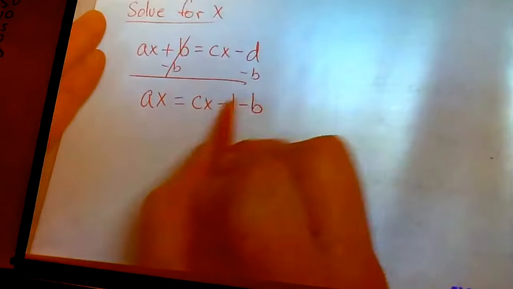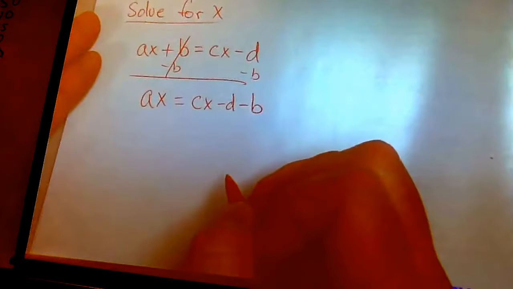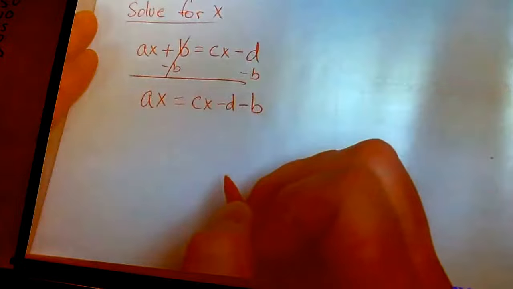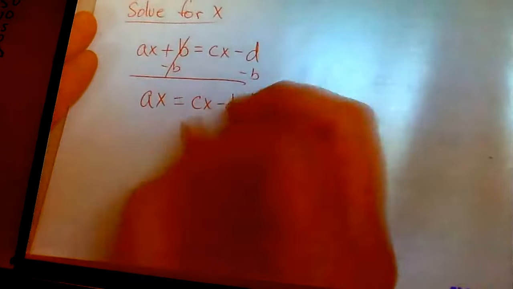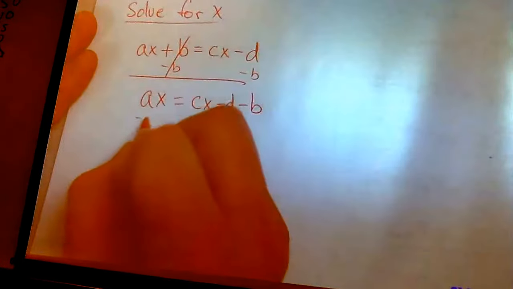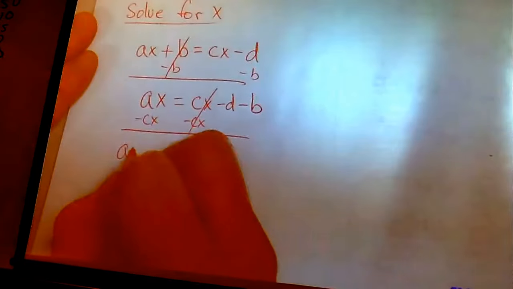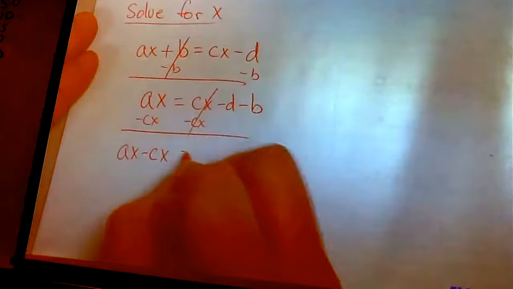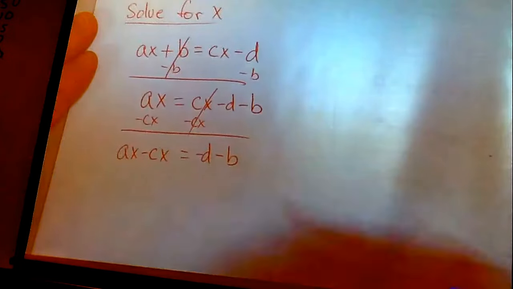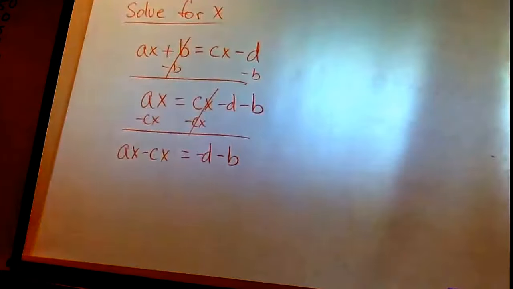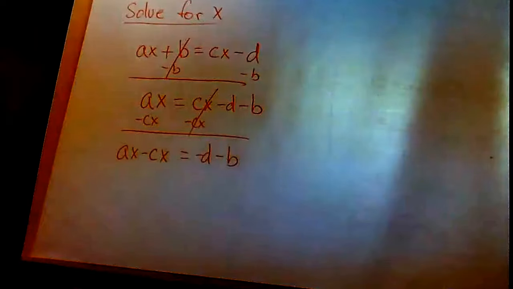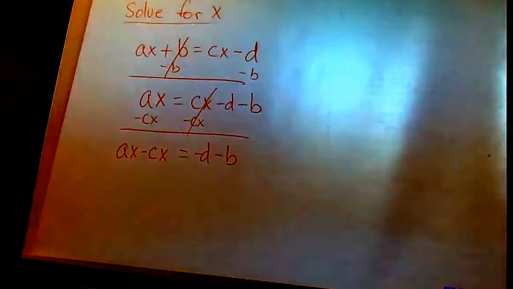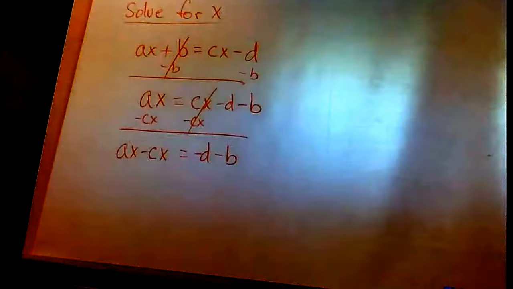Can I combine any of these? No, because they're not like terms, right? They have to be the same letter. And now minus cx. So then it would be acx, right? Equals negative d. No, it's just ax minus cx. You know what? I wrote that, but I didn't say that, okay?